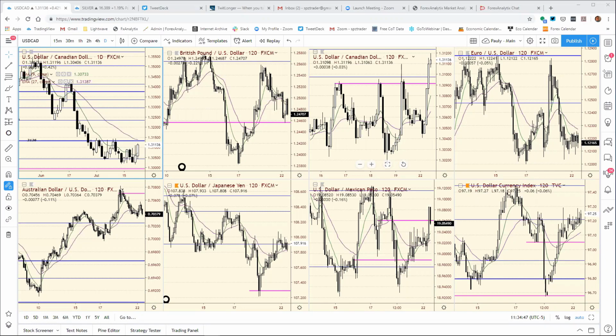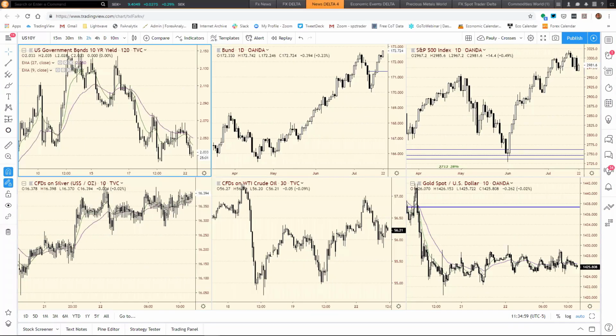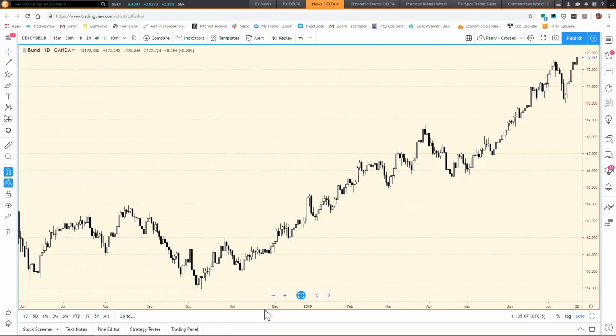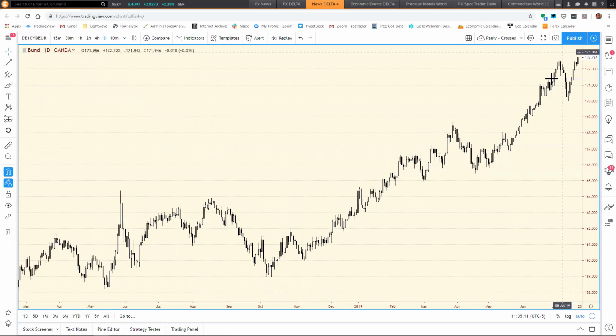Speaking of deeper into negative territory, let's move on and show you what the Bunds are doing. We've talked about that before. This is one of the reasons why the euro was simply not able to hold any gains. You can see the Bunds here at new all-time highs. We had seen this run up in the Bunds previously, and this is what really knocked the euro lower. But we did see a decent little pullback.